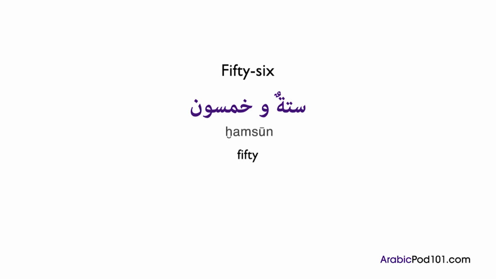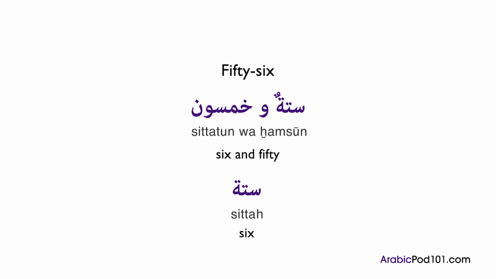Let's try it out. How would you say 56 in Arabic? Let's take it step by step. 50 is khamsoon, and then add the changed 6 and or wa before 50. So in other words, it is 6 and 50. 6, which is sitta, becomes sittatun when you replace the final H with tun. Sittatun wa khamsoon. It's done, isn't that easy?